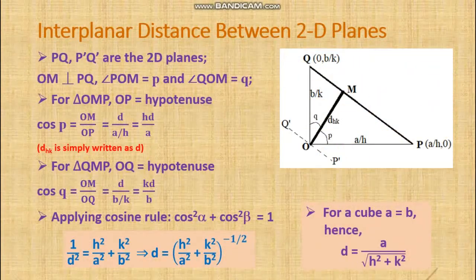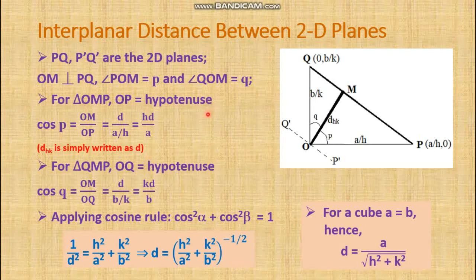If the plane is two-dimensional, that means only two axes are mentioned, then in that case it is applied simply by using the cosine rule again, but this is simpler. This is one plane, this is another plane, okay, and it is intersecting the X axis at P and the Y axis at Q. The coordinate of P is A by H comma 0, and the coordinate of Q is 0 comma B by K, and OM is the DHK. Here L is omitted now. And for our simplicity, this DHK is simply written as D, small letter d.